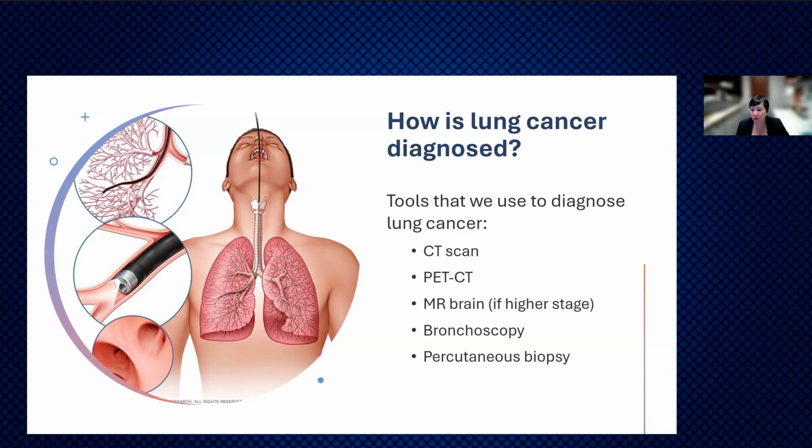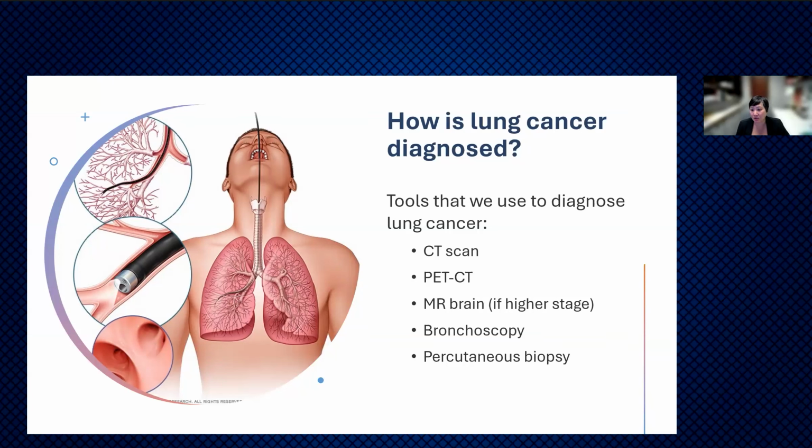Sometimes we have to get a scan of the brain to make sure it hasn't spread to the brain if it's a higher stage. And we'll talk a little bit about staging later. And then we have to get a piece of the tumor to figure out what type of lung cancer it is. And today we're going to talk mostly about non-small cell lung cancer. And that can be done.